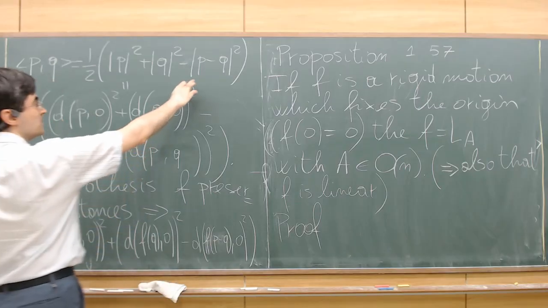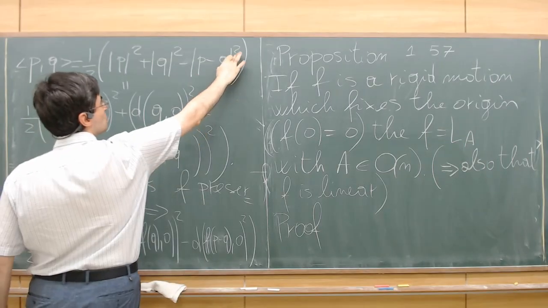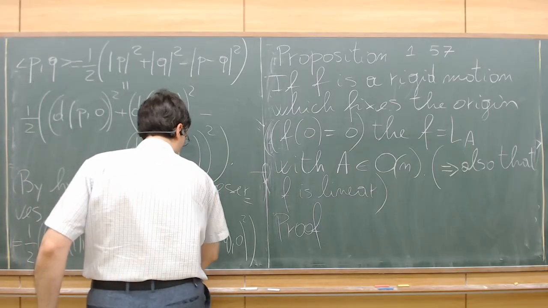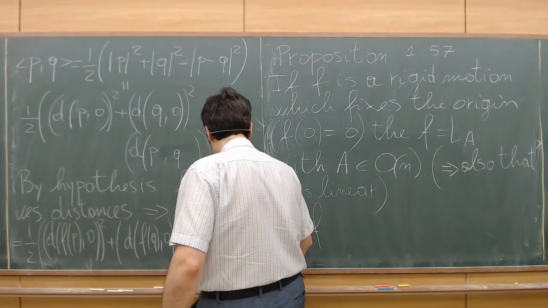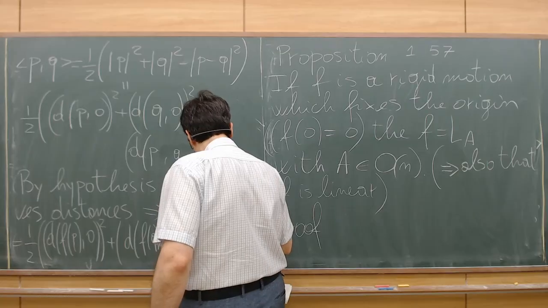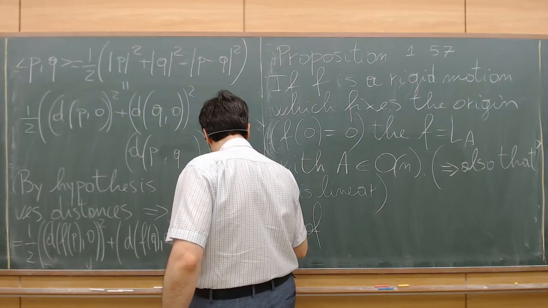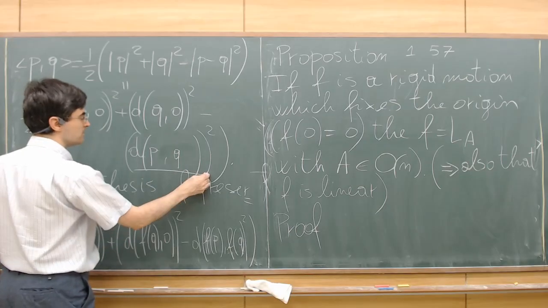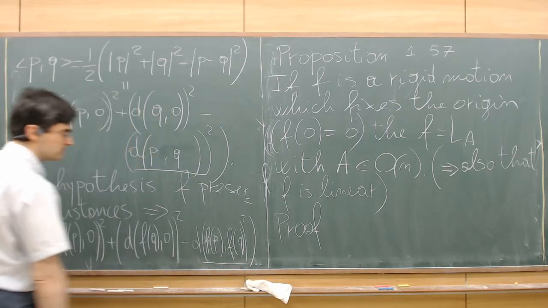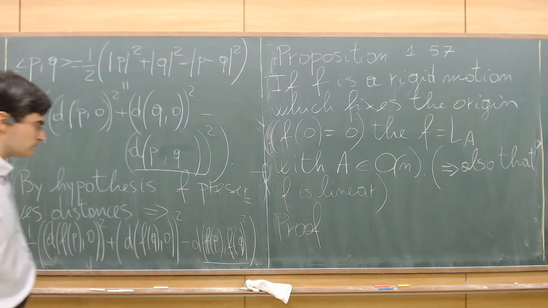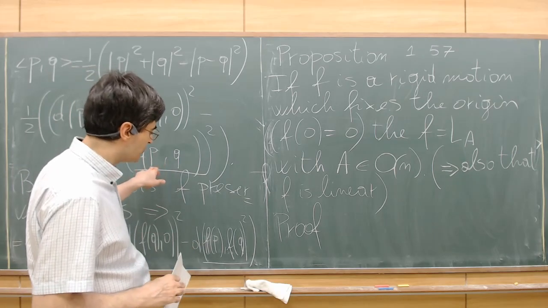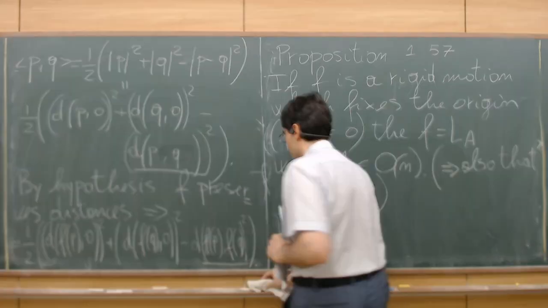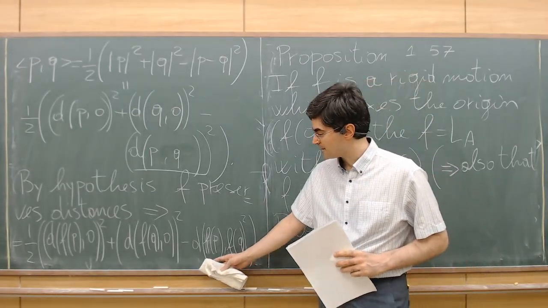So the length of P minus Q squared is the distance between P and Q. So here I will have that this term is equal to this term. Also, before it was correct, but I cannot continue because I don't know so far that F is linear.